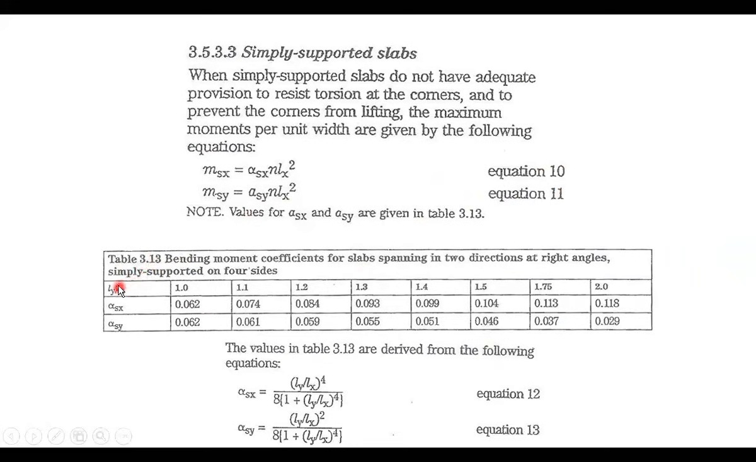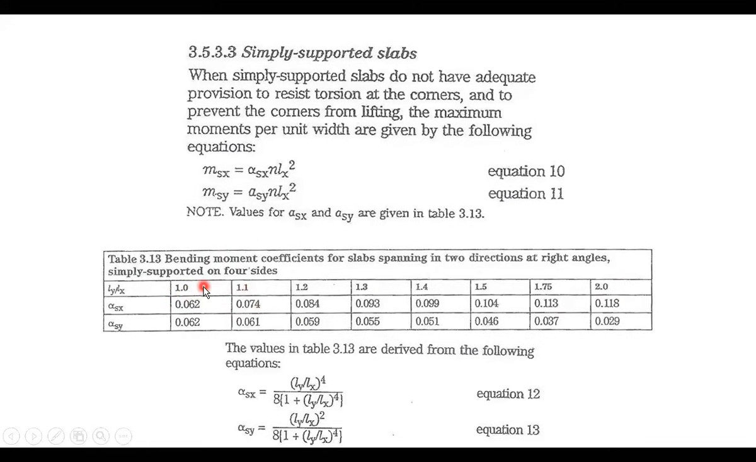What do we have in this table 3.13? The first row here is the ratio between ly and lx, and you can see this ratio changes from 1 until 2. Okay, 1 if the slab is a square slab, it means ly and lx are exactly equal, so the ratio will be 1. And the maximum ratio that you have here between ly and lx is 2, because if you exceed 2, it means it will be a one-way slab, and we have to solve it using the one-way slab method only in the short direction, and we use minimum reinforcement in the long direction. But here, the ratio ranges from 1 until 2.